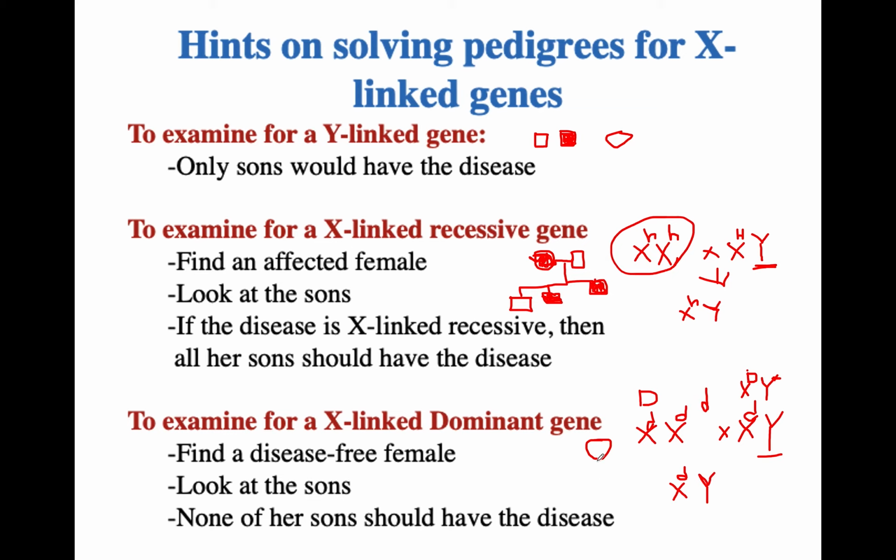So if you see something like this, a disease-free female, and let's say she marries someone who, for argument's sake, does have the disease. So the husband is this one. If this is X-linked dominant, all the sons should be disease-free. But if you see a situation where one of the sons has the disease, then it is not X-linked dominant. So again, we want to look for patterns of inheritance that violate this rule so we can rule it out.